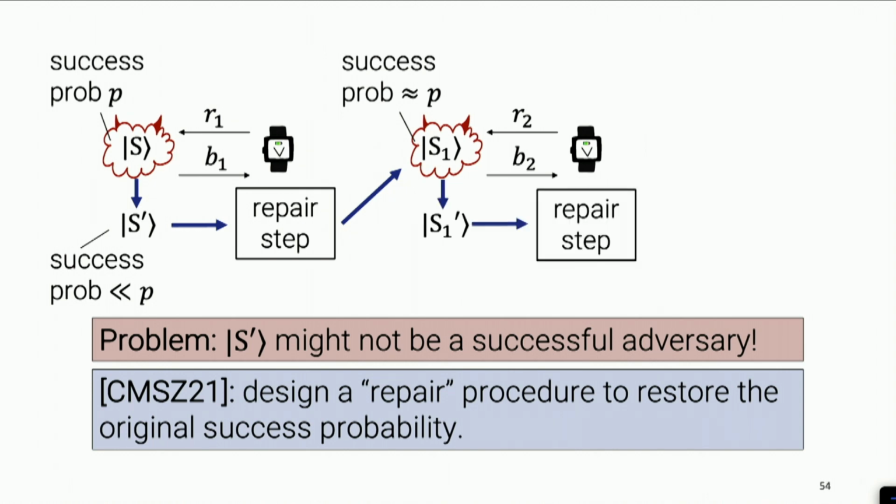Okay, so the rest of this talk is going to be about where this box comes from. How do we implement a procedure that takes you from this state where things have been disturbed and bumps you back up to a state that has good success probability again?